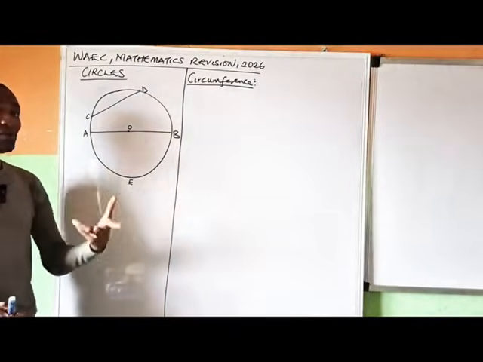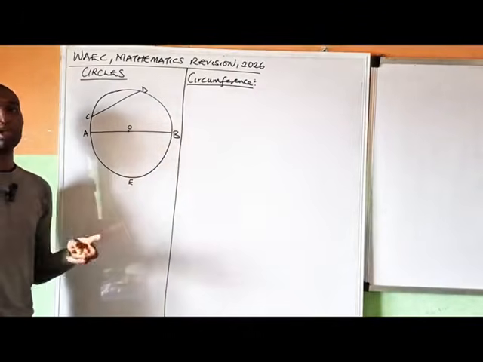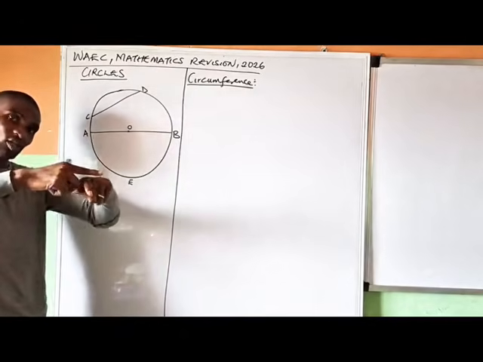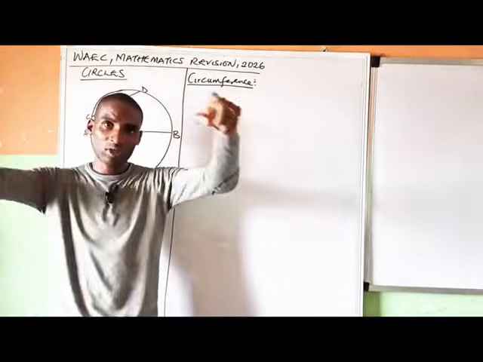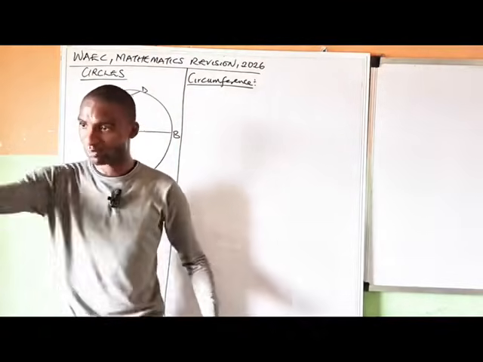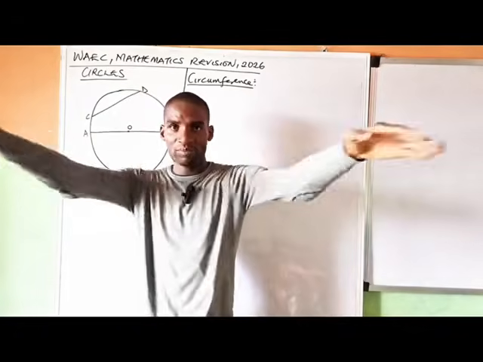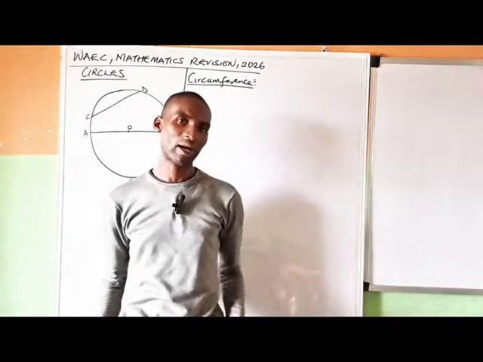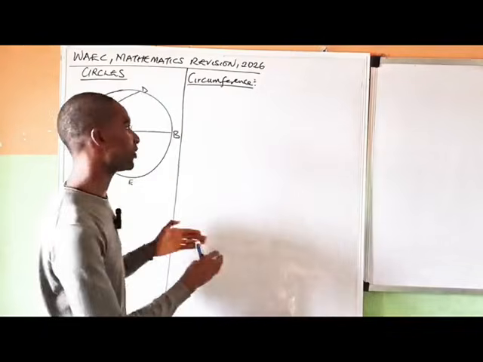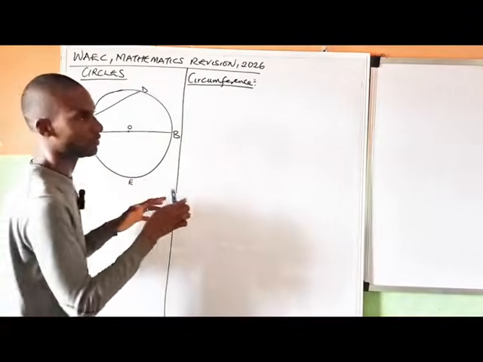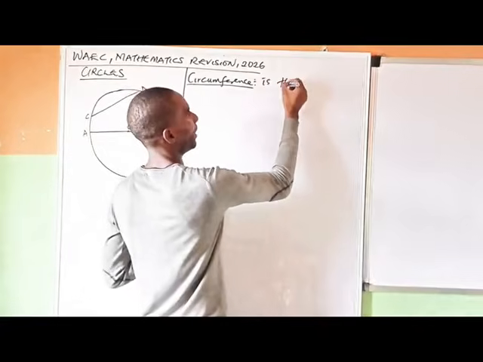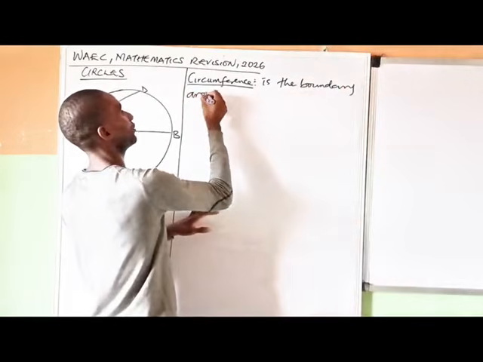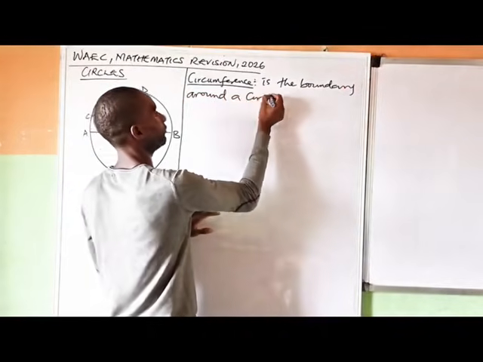So it's also called the perimeter. All right, for a plane shape, they call it the perimeter. The perimeter of the room includes the length, the two lengths and the two breadths. So this is the length of this room, then the breadth. When you calculate everything around the boundary of the room, that is the perimeter. But when you talk about circles, you talk about circumference. So it is the boundary around a circle. That's the first thing.